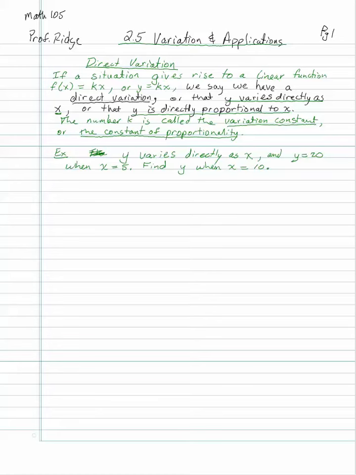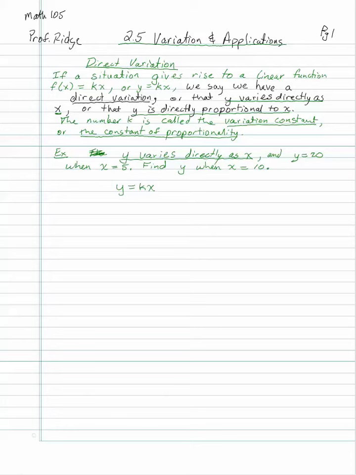Okay, let's look at an example. Y varies directly as x, and y equals 20 when x equals 5. Find y when x equals 10. So whenever you read this, y varies directly as x, immediately you write down the equation of variation, y equals kx. Y varies directly as x translates to y equals kx.